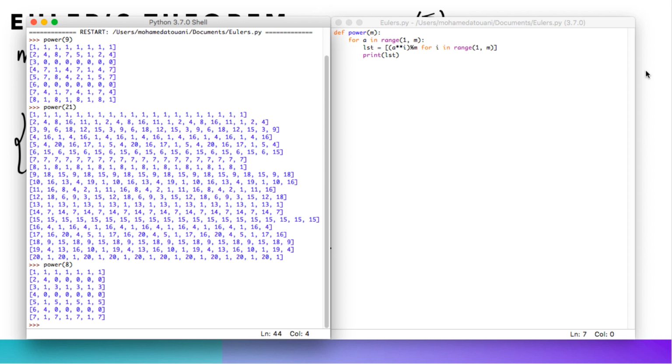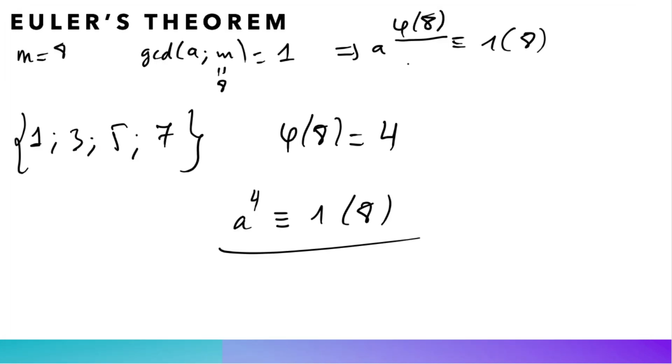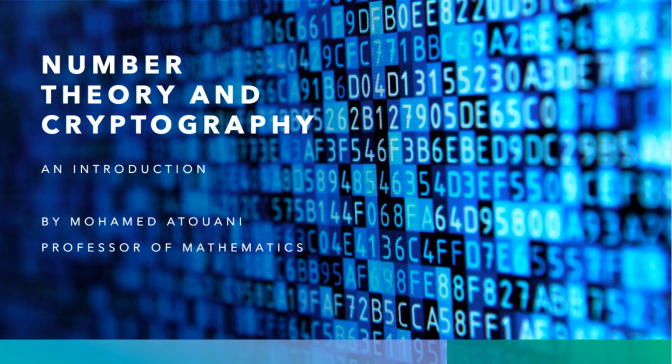Now the natural question that we have is how to compute phi of m for any integer m. We will answer this question in a future lecture. So this is the end of our lecture about Euler's theorem, and we will investigate, as promised in the future lecture, how to compute Euler's totient function.